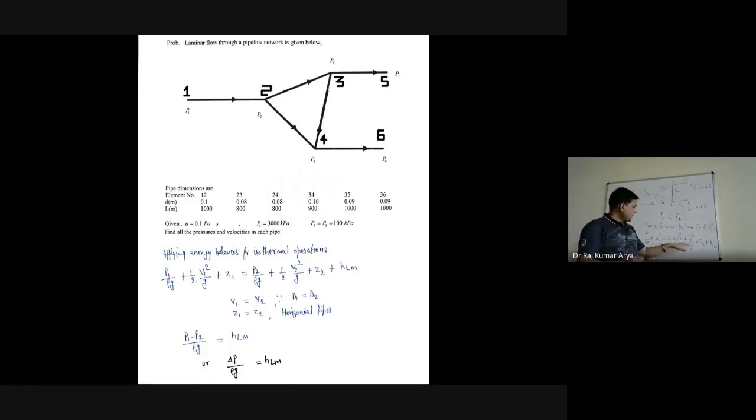Now, what about Z1 and Z2? This pipeline is just a horizontal pipeline, so the elevation is the same. All of them are in the same plane actually. So your Z1 equals Z2, and both will get cancelled. Okay. Now, what about V1 and V2?